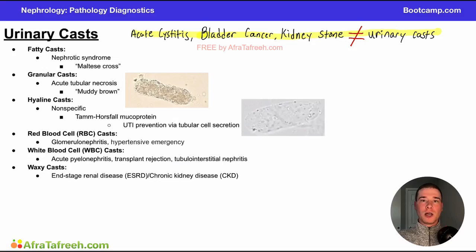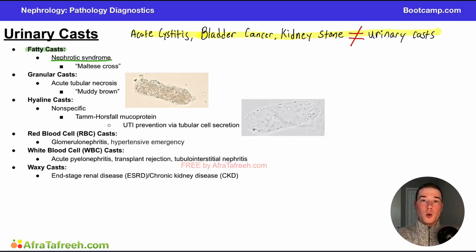And the first one I want to talk about is the fatty cast. Fatty casts are most commonly going to be seen in nephrotic syndromes. And again, we have a whole video coming up talking about all the differences between nephrotic and nephritic syndromes. But the key here is to remember that a nephrotic syndrome is going to present with a high amount of protein, greater than 3.5 grams per day.